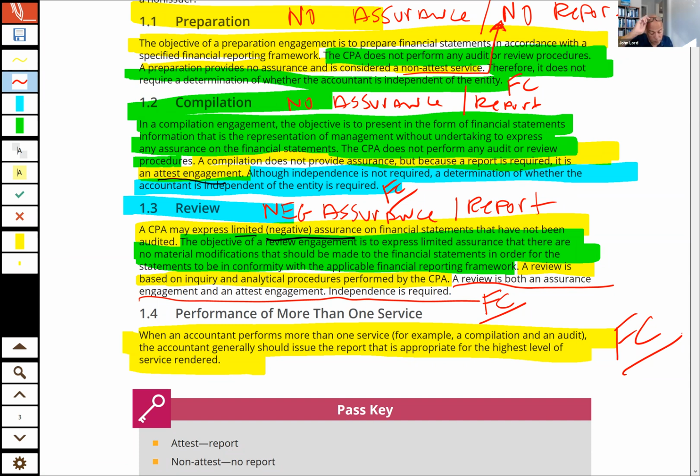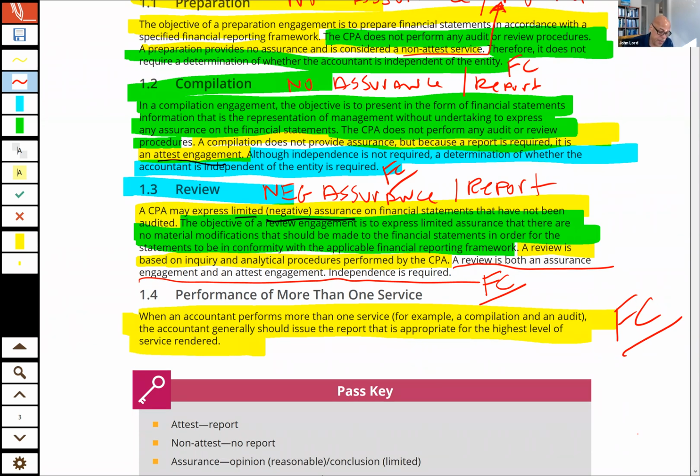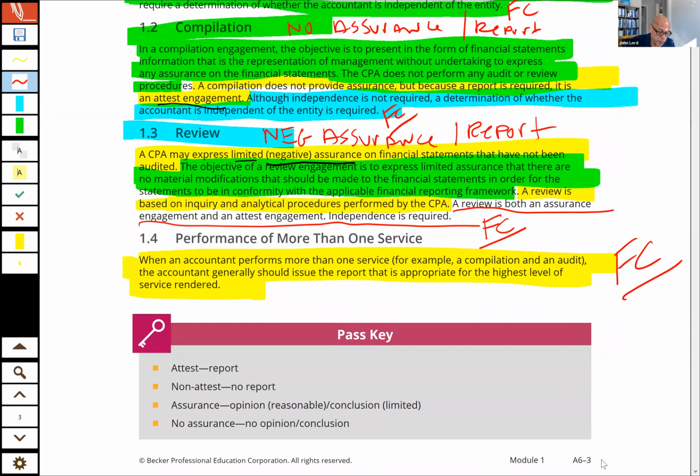Okay, but independence is required. I can't do that work. So the preparation doesn't destroy the independence. It's just that you don't have to be independent to do it. But if you start going further down that path to give a negative assurance or a positive assurance in an audit, then you have to do some work that is commensurate to that level.